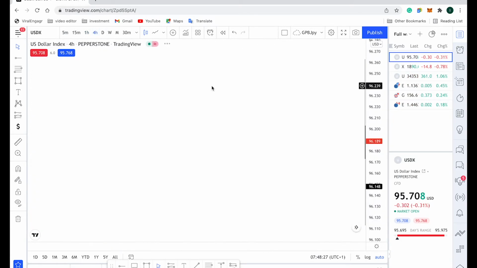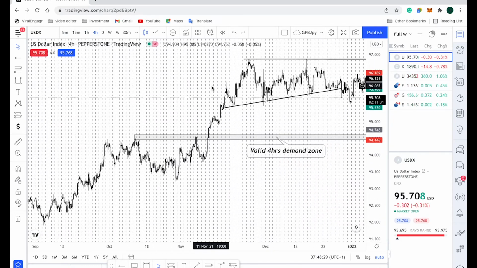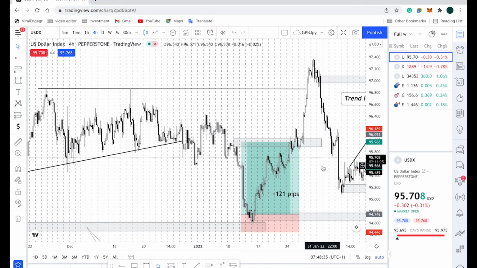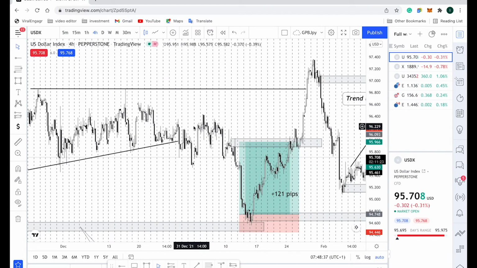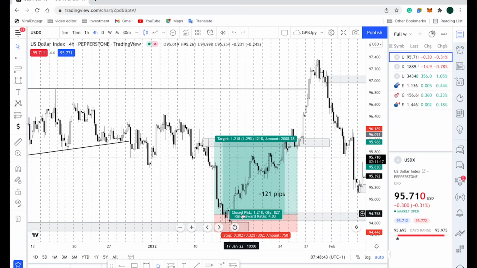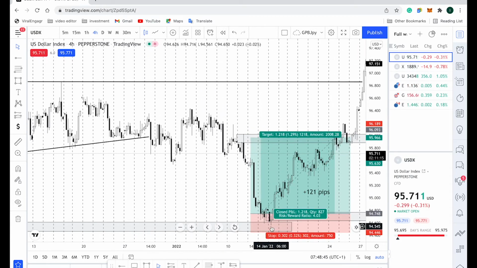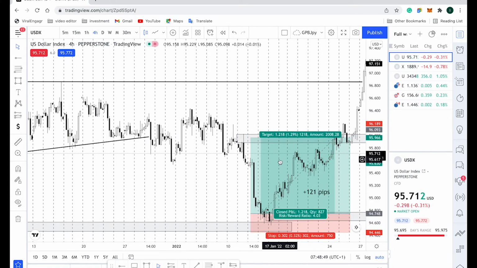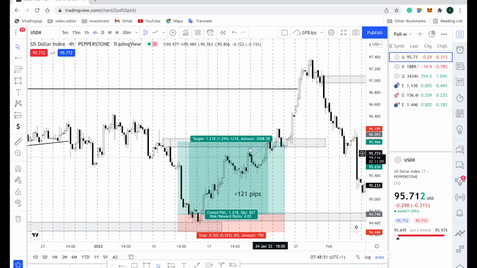Let me move this to the 4 hours. This dollar index, after the massive buy in here, I marked this place to be a valid 4 hours demand zone. And we sold into that demand area. That's where a massive buying occurred. And without any form of contradiction, risking 30 pips to gain 121 pips, the market played out that way.